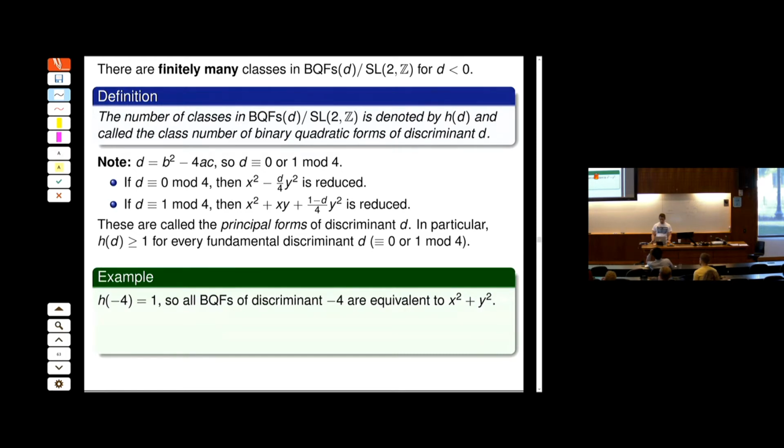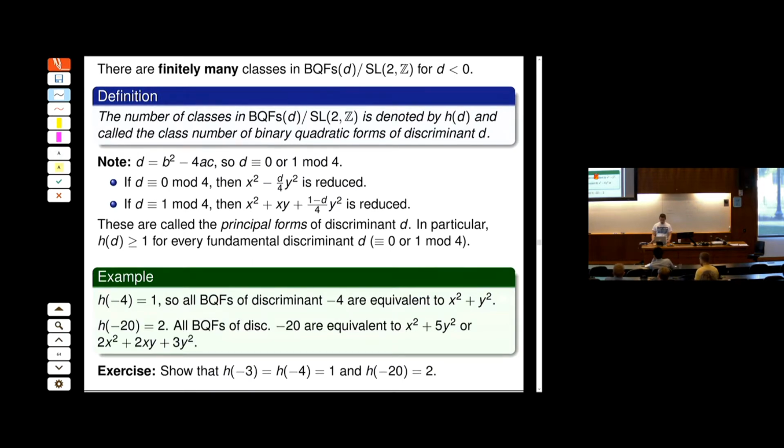And when you are looking at forms of discriminant minus 4, like the one we started with, there is exactly one reduced form. That's the one. When you're looking at class number 2, or discriminant minus 20, it turns out there are 2 of them. So all the binary quadratic forms of discriminant minus 20 are either equivalent to x squared plus 5y squared or 2x squared plus 2xy plus 3y squared. And I've left it as an exercise to actually show these class number equalities.